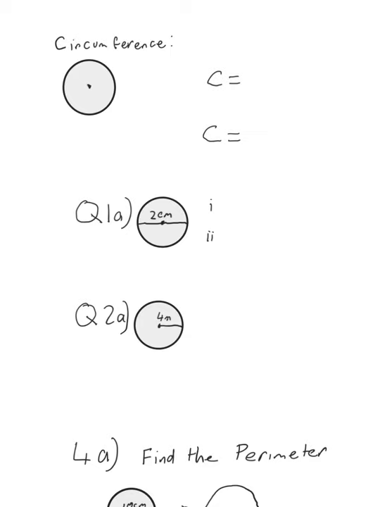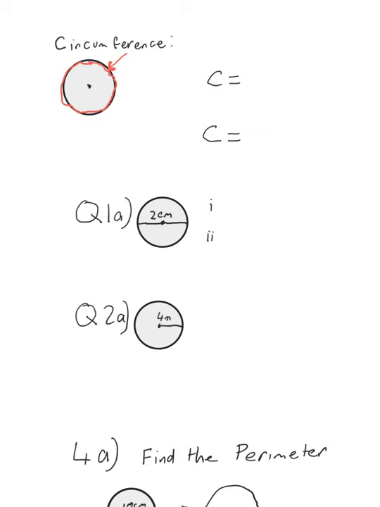Okay, let's look today at how we calculate the circumference of a circle and also of composite shapes that have circles or part circles in them. A few things we need to remember: the distance around the circle, this whole distance right around here, is the circumference.